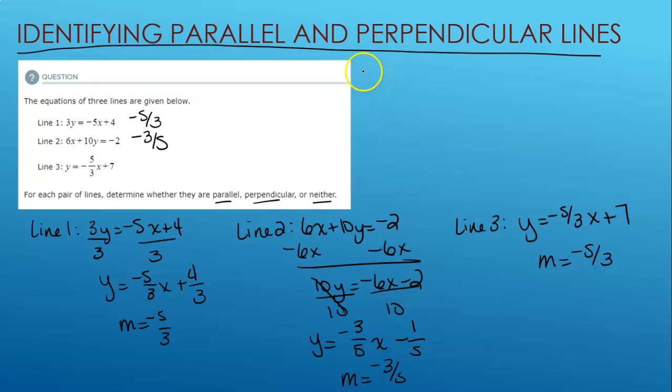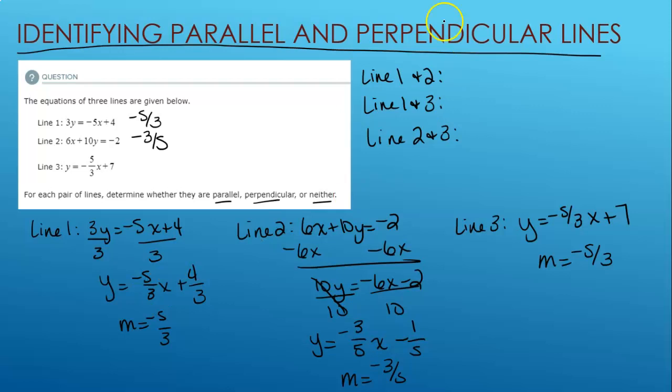So you tell me, line 1 and 2, are those parallel, perpendicular, or neither? Line 1 and 3, are those parallel, perpendicular, or neither? And line 2 and 3, are those parallel, perpendicular, or neither? And that should be all the pairs. Go ahead and pause the video and try that now.